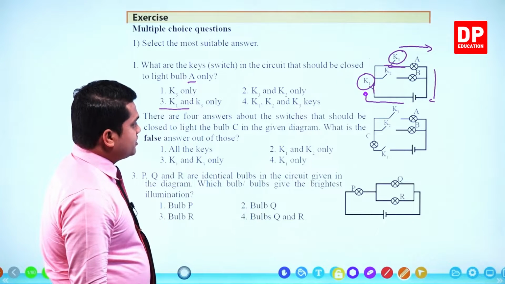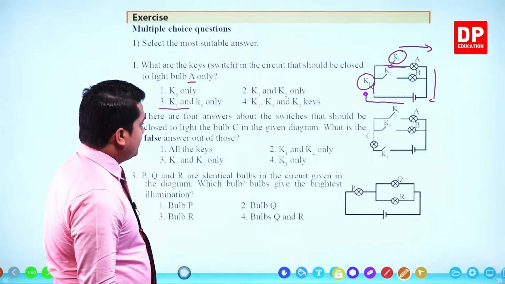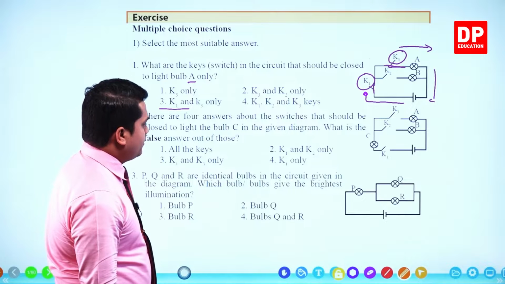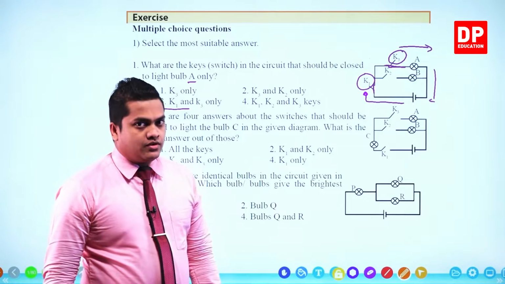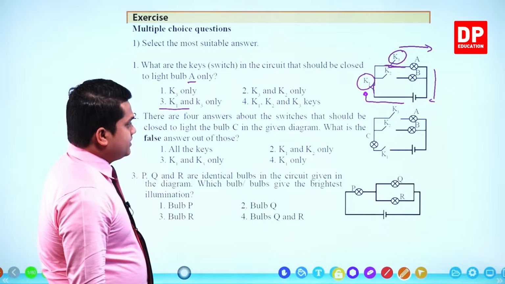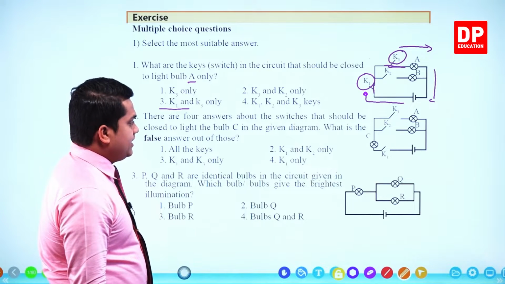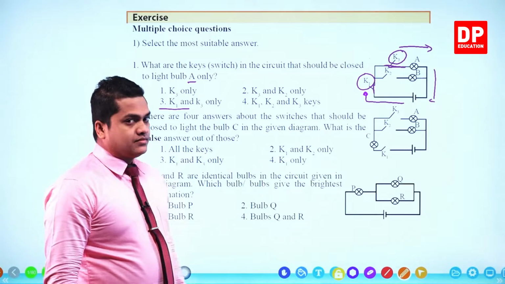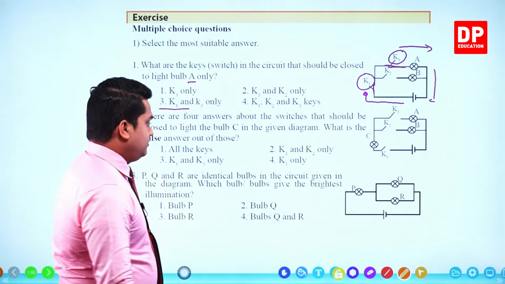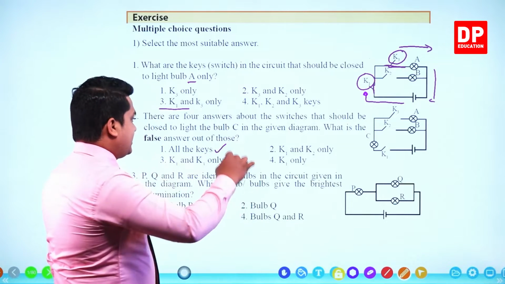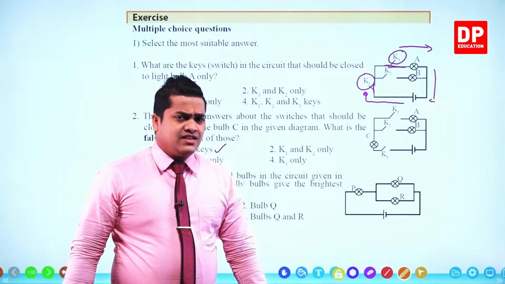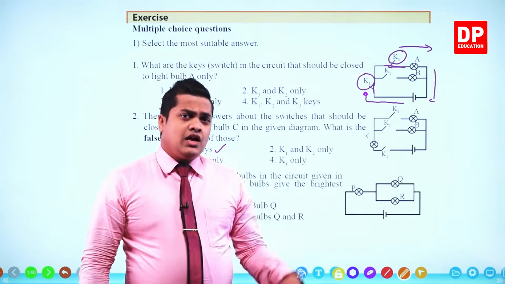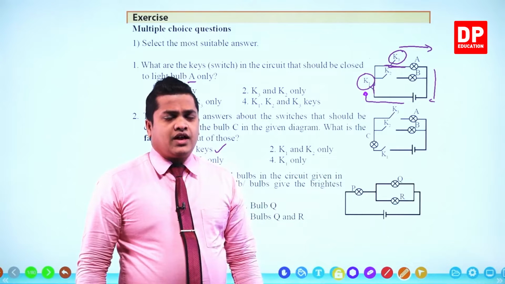There are four answers about the switches that should be closed to light the bulb C in the given diagram. What's the false answer out of those? You have to select the false one. Okay. Now we need to light up bulb C. The first option says we have to close all the keys. Without any trouble, we can say that it is correct. Without even looking at this, we can say it is correct. If you close all the switches, definitely all the bulbs in the system would light up. So it's correct.